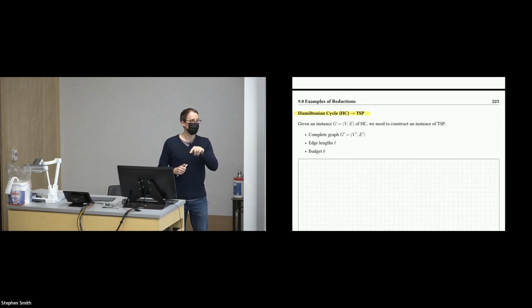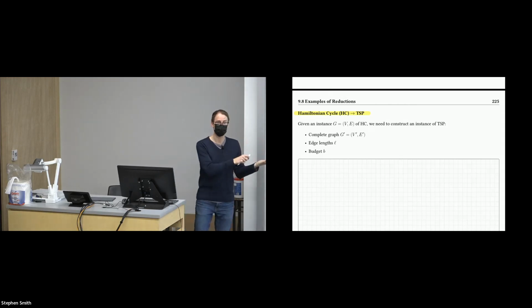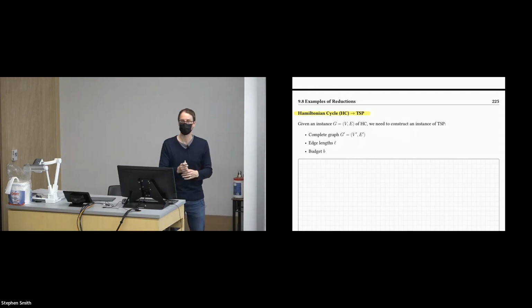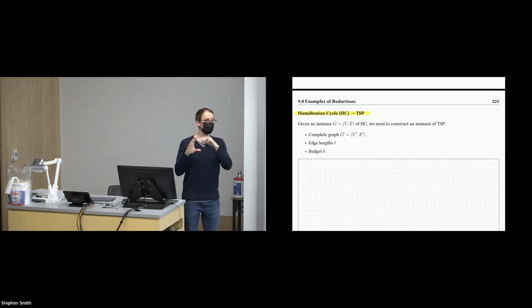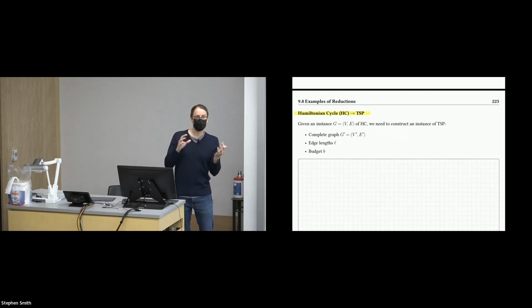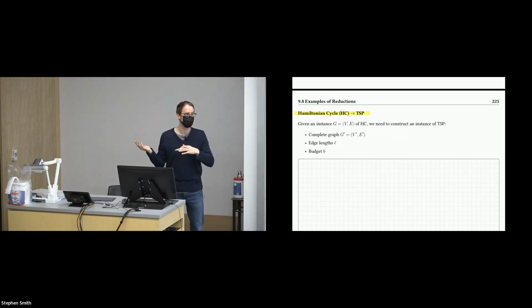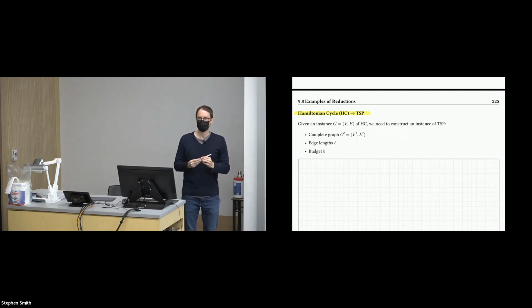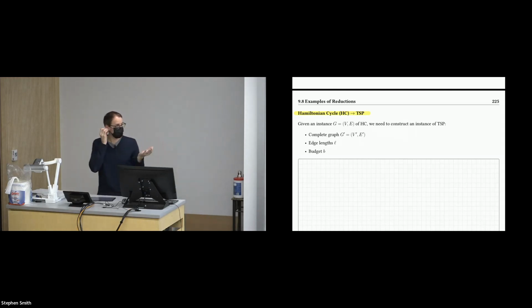Then my TSP solver would prefer to use the ones with lower cost, right? Like the ones that are actually in the Hamiltonian cycle instance. And as long as I set my budget appropriately, I should be able to set it so that either it finds a solution that only uses the edges in the Hamiltonian cycle input, or it can't find one, in which case it uses one of the edges that wasn't in the Hamiltonian cycle input. Those have higher cost, right? And then it can't satisfy my budget. And so that's the construction I'm going to go with.